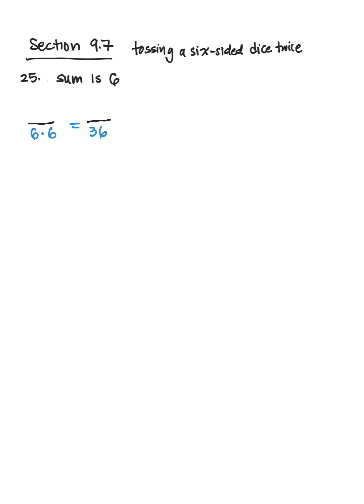Okay, for the numerator, there's not an easy way to do it. I just have to think of how many ways can the sum be 6 if I have two dice. So maybe I have 1 and 5. What else? 2 and 4. 4 and 2 add up to 6. I could also do 5 and 1. 3 and 3. I think that's all of them. So 1, 2, 3, 4, 5. There's 5 ways for the two dice to add up to 6, which is why the probability is 5 over 36.